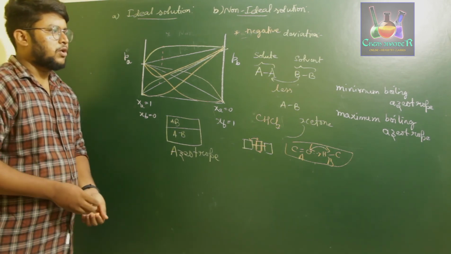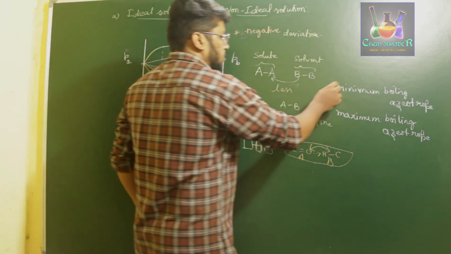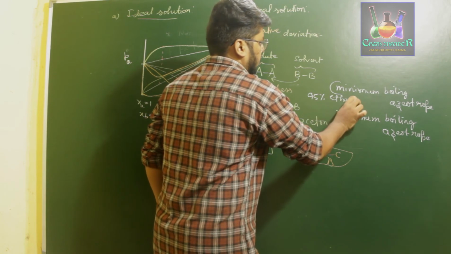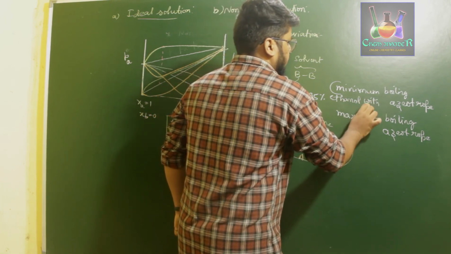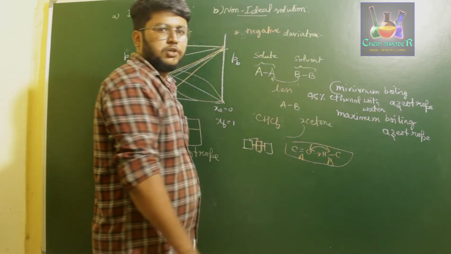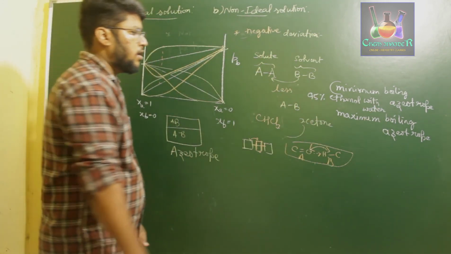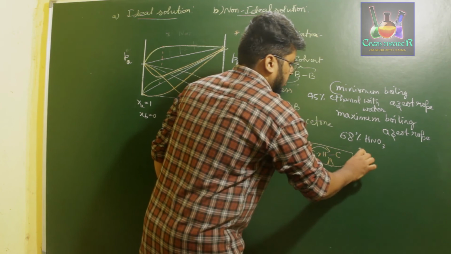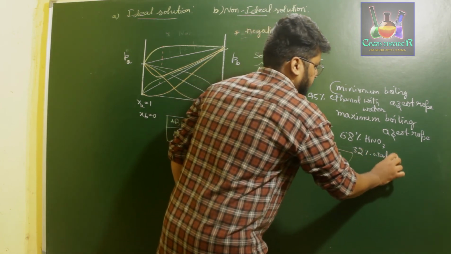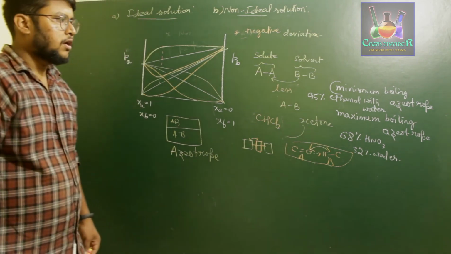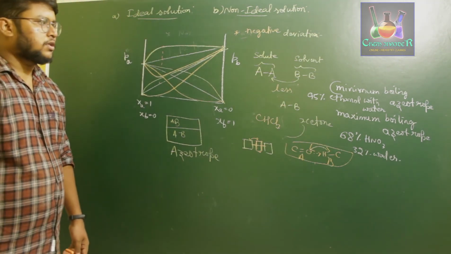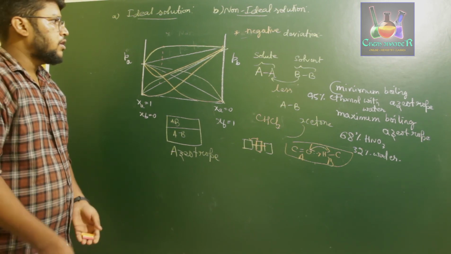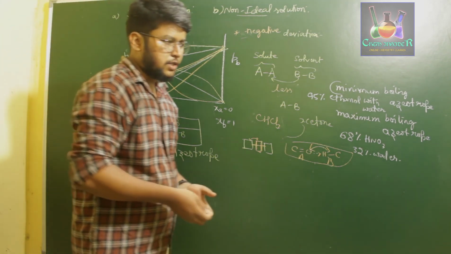Examples for minimum boiling azeotrope and maximum boiling azeotrope: for minimum boiling azeotrope, we can consider 95% ethanol with water, which is obtained by fermentation of sugar. And for the maximum boiling azeotrope, we can use the example of 68% nitric acid in 32% water. 68% nitric acid in water gives a maximum boiling azeotropic solution, and 95% ethanol in water gives a minimum boiling azeotropic solution. So this is all about ideal and non-ideal solutions.